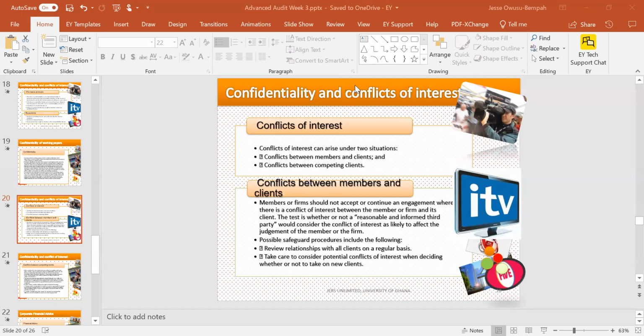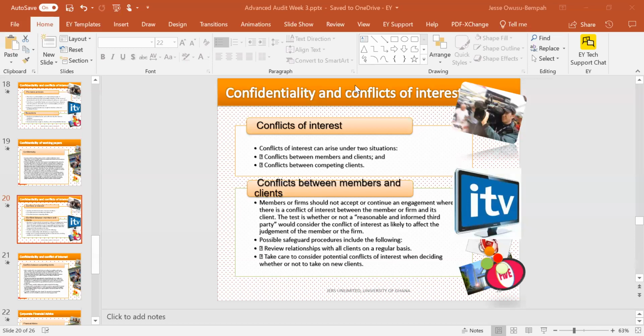In the audit profession too, there's also the issue of conflict of interest. It's a huge issue. But conflict of interest can arise under two situations. Number one, conflicts between members and clients. When there are conflicts between members and clients, it causes a clash between those two parties. Members, meaning auditors, and clients. And there could also be conflicts between competing clients. Let's explain what we mean by this.